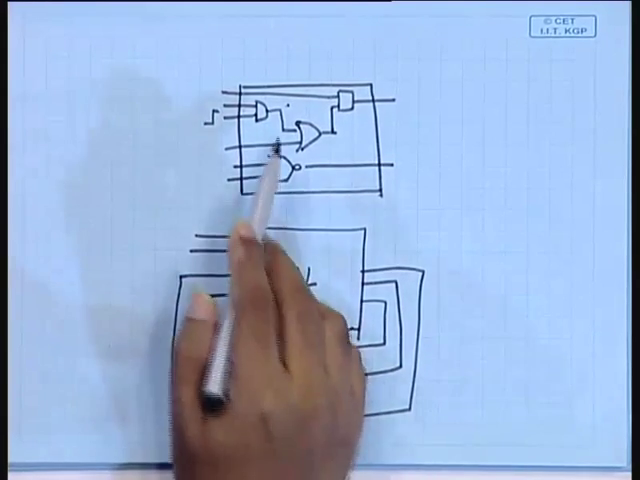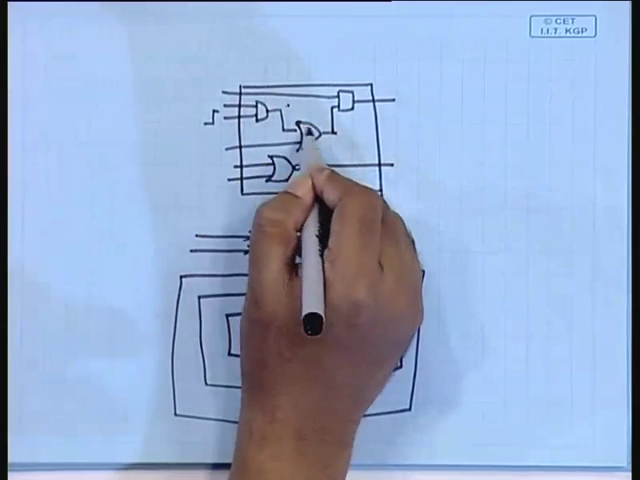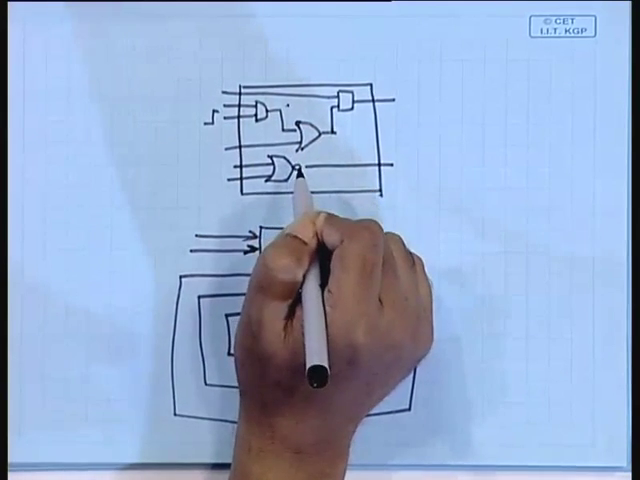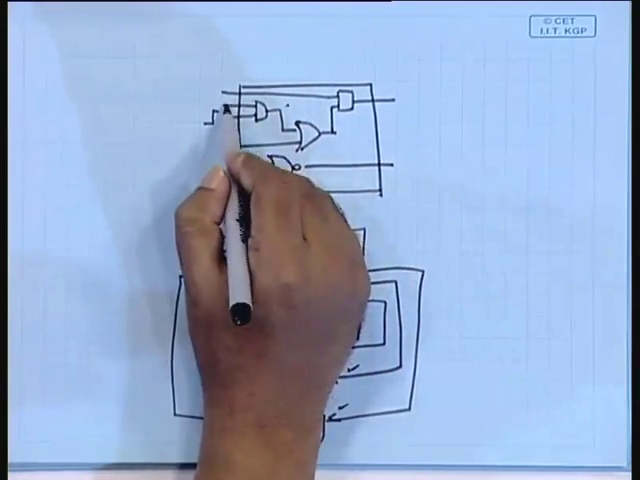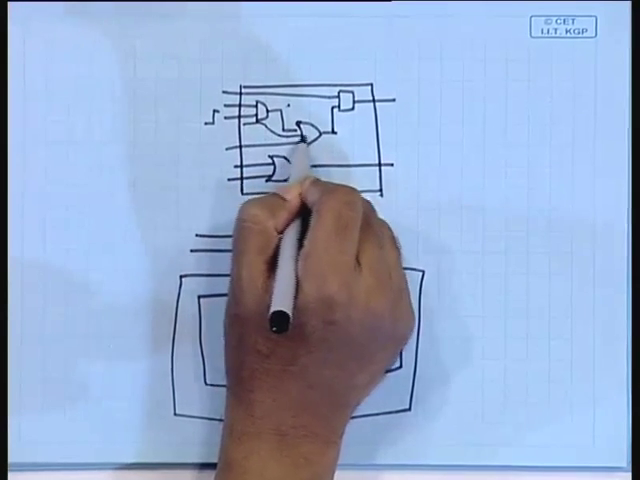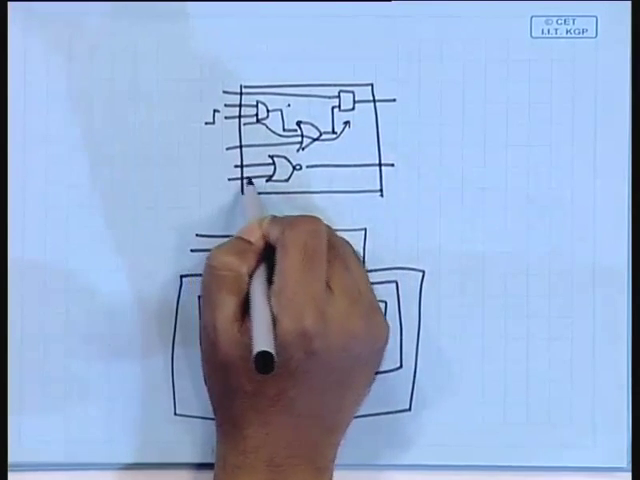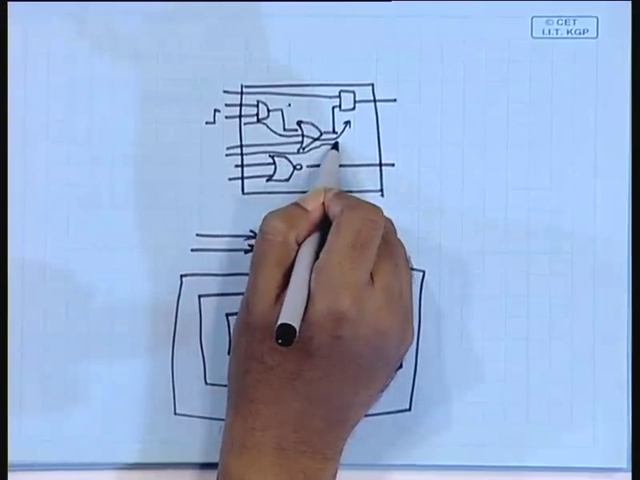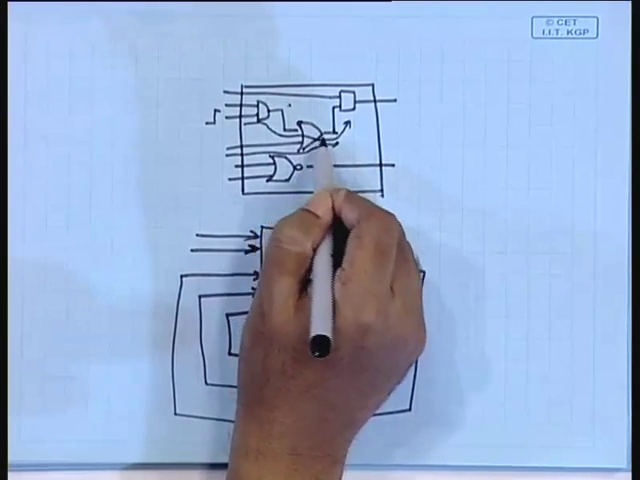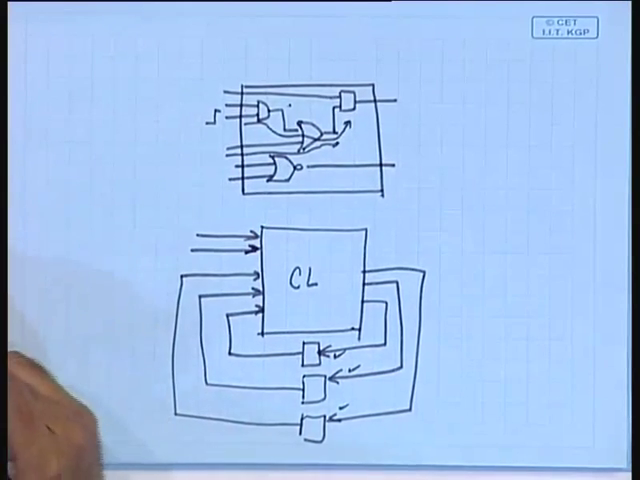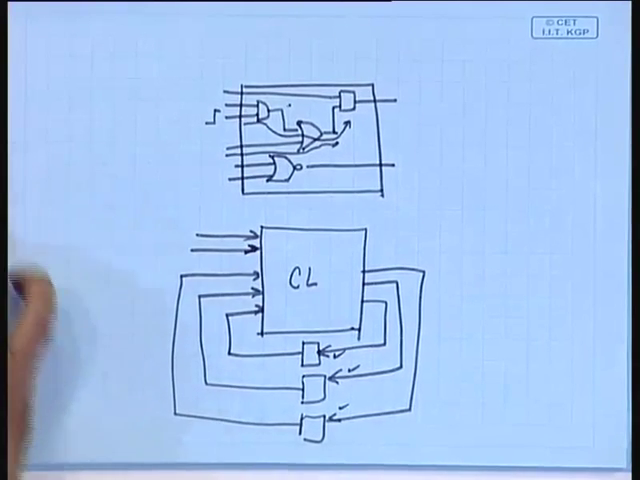Whereas, in this one, it is quite possible that some intermediate gate is simulated many number of times, because some input changes here and it ripples through this path, then another input changes here and it again ripples through this. So, this gate might be simulated many number of times. So, this is essentially the difference.